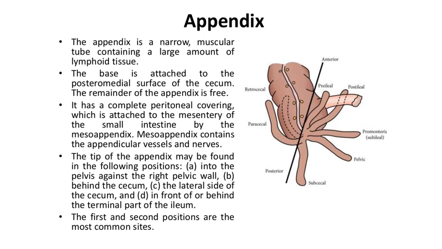The tip of the appendix may be found in the following positions: into the pelvis, against the right pelvic wall, behind the cecum, the lateral side of the cecum, in front or behind the terminal part of the ileum. The first and second positions are the most common sites.